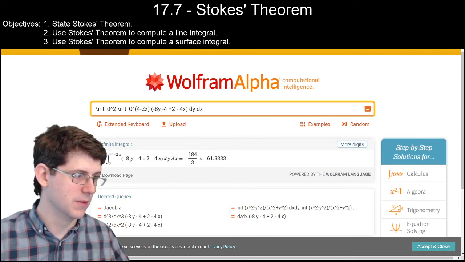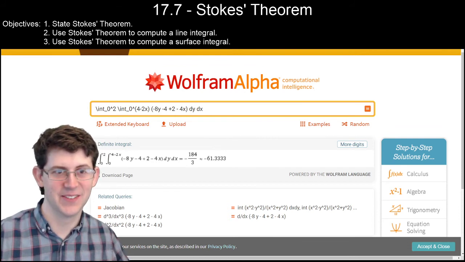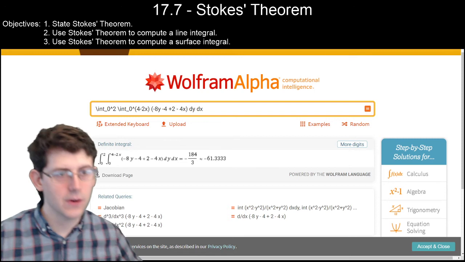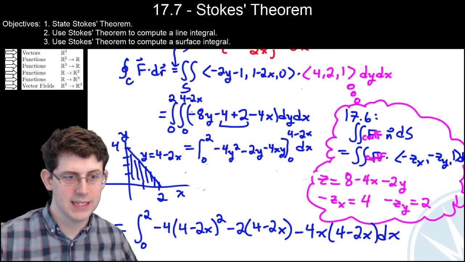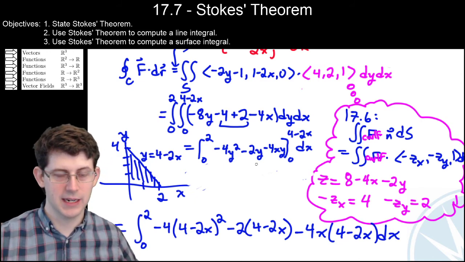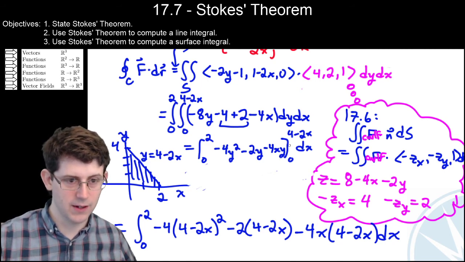What did I get when I did it before? Minus 88 over 3? Well, this is going well. Whatever. Let's see what we did. So I had minus 8y. Its integral... Sorry, let's go back to this. Minus 8y. Its integral is minus 4y squared. Seems good. Minus 2. Its integral is minus 2y. This integral looks like this. Drop 4 minus 2x in where all the y's are.